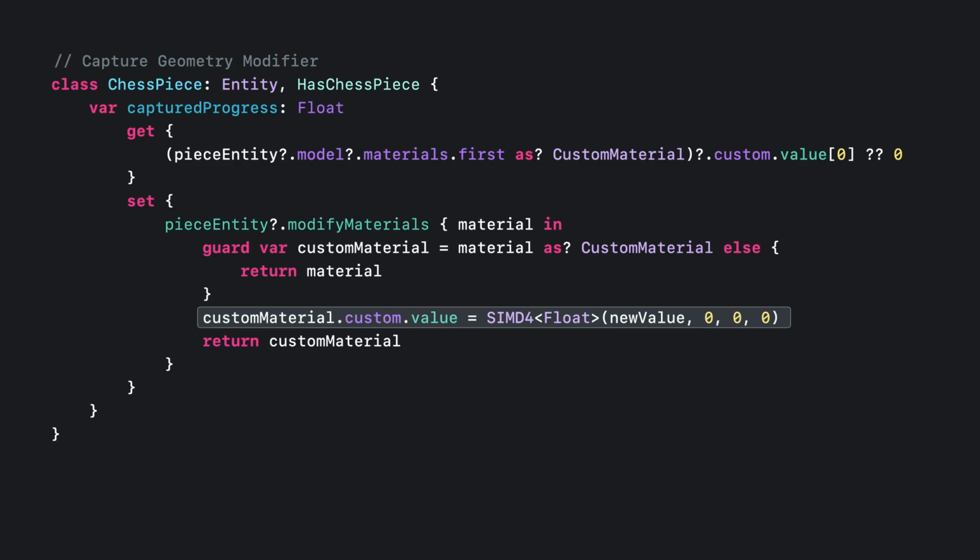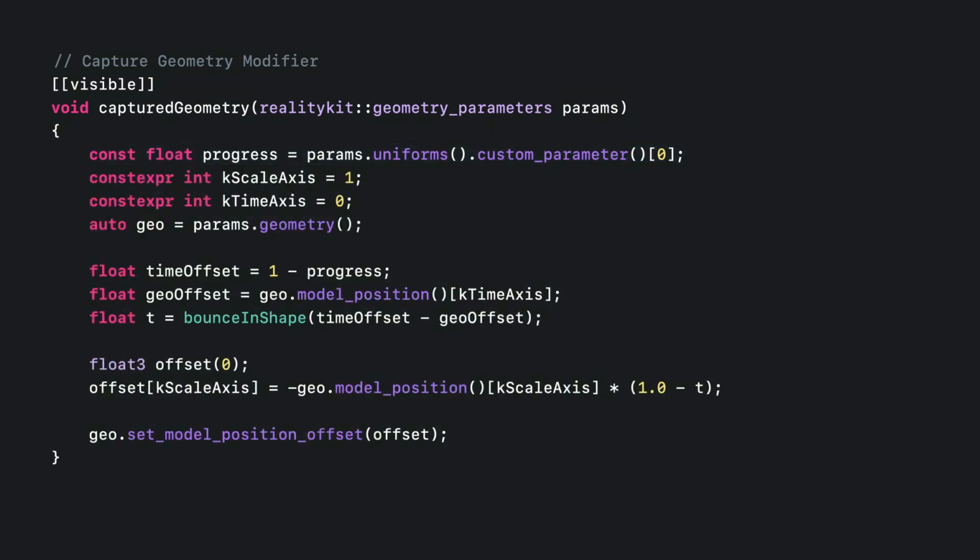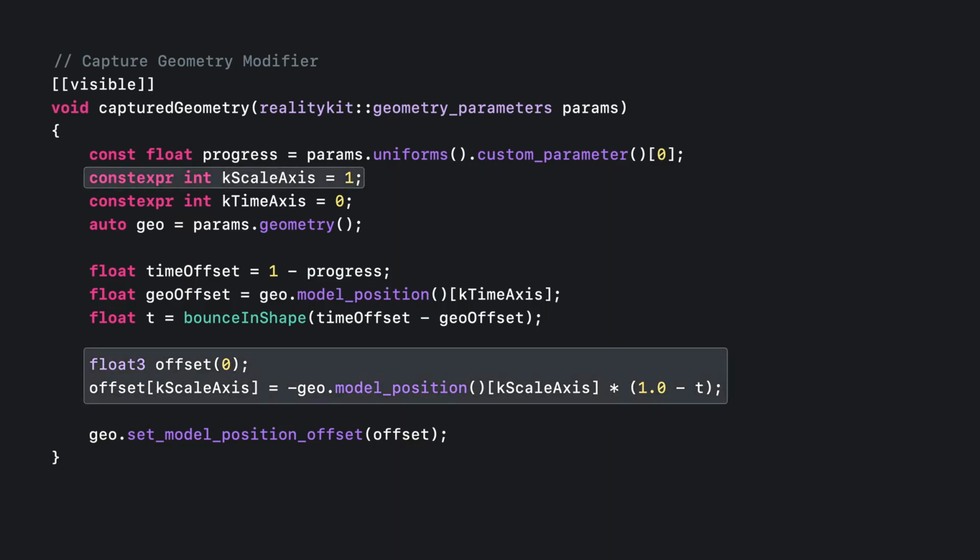This allows data to be shared between the CPU and the GPU. We will specifically use the custom value property here and pass the animation progress to the geometry modifier. To extract the animation progress from the metal side, we can use the custom parameter on uniforms. Since I want to scale the object vertically, as if it's being squashed by another piece, we will set the scale axis as the Y direction.